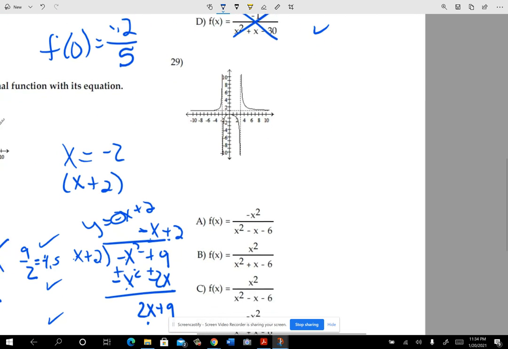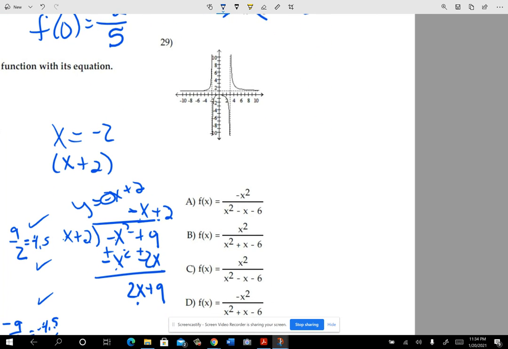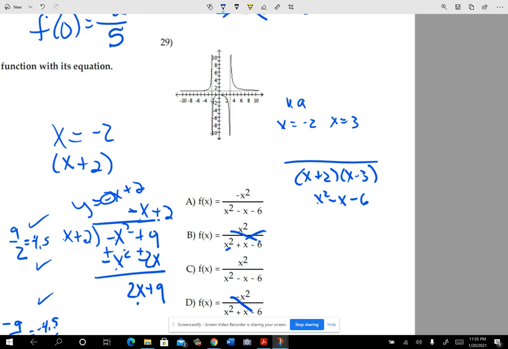All right, let's look at 29. We've got vertical asymptotes at x equals negative 2 and x equals 3. So the denominator would have an x plus 2 and an x minus 3 factor. If I multiply that out, that would be x squared minus x minus 6, not the one with the plus in it. So those two are out.